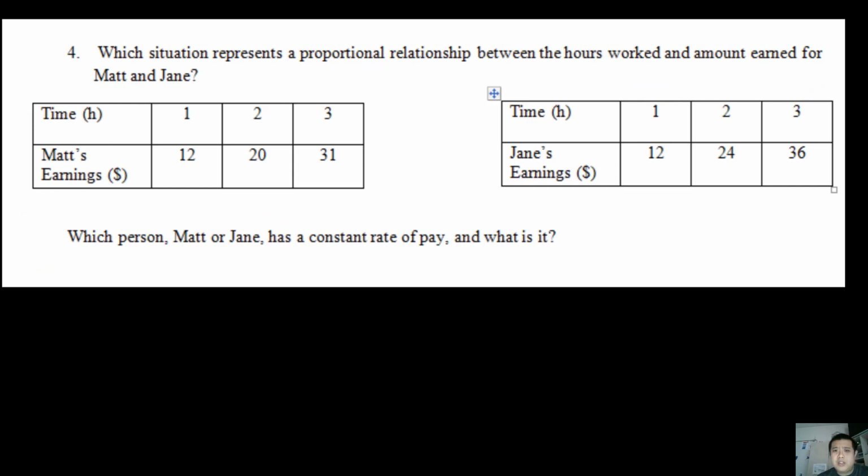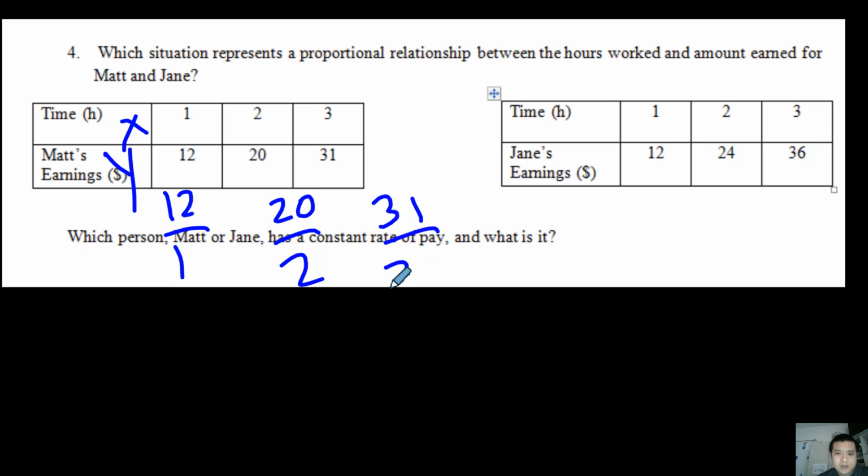Here we're to determine the relationship between the hours worked and the amount earned for Matt and Jane. Which person, Matt or Jane, has a constant rate of pay? So here we can simply do, the earnings depends on the time. Since this depends on it, this is the y, this is the x. So we're going to do 12 divided by 1, and 20 divided by 2, and 31 divided by 3. Here, 12 divided by 1 is 12, 20 divided by 2 is 10.